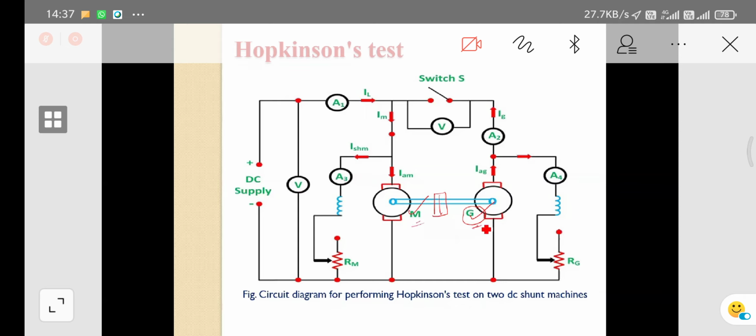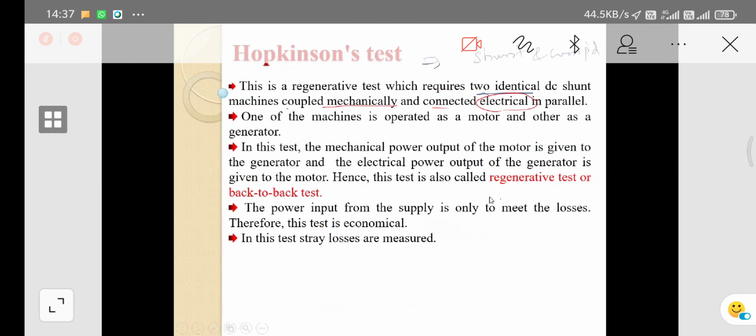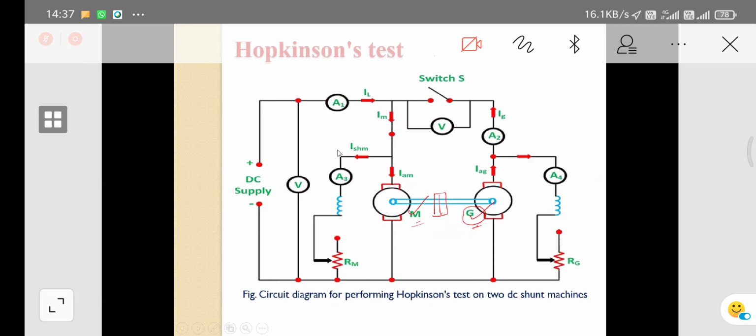So let us see that point here. One of the machines operates as a motor and the other as a generator. Next, in this test, the mechanical power output of the motor is given to the generator, and the electrical power output of the generator is given to the motor. Hence this test is also called the regenerative test or back to back test, because both machines are connected back to back.